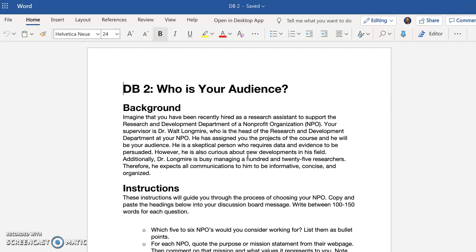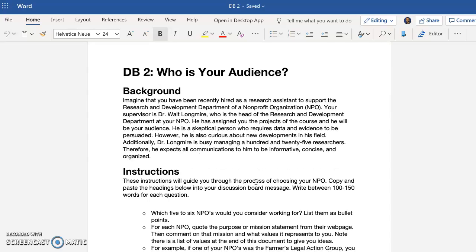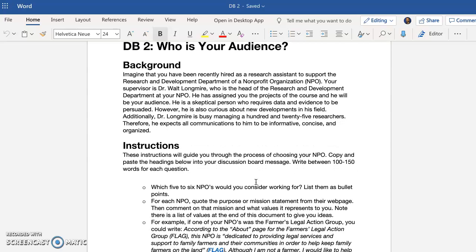His values, in terms of what he believes to be worthy of study, are up to you, because you are choosing the NPO, and Walt Longmire is just the head of research for that. He's going to be your audience for all of the projects. So that's why it's important to nail this down and define this early in the semester.